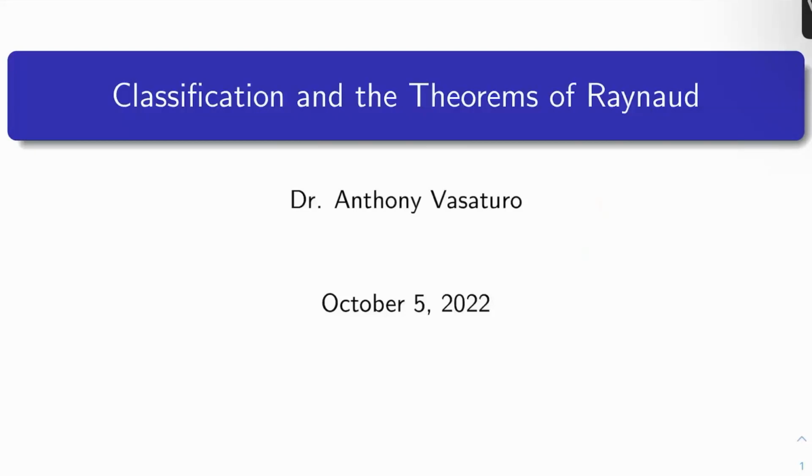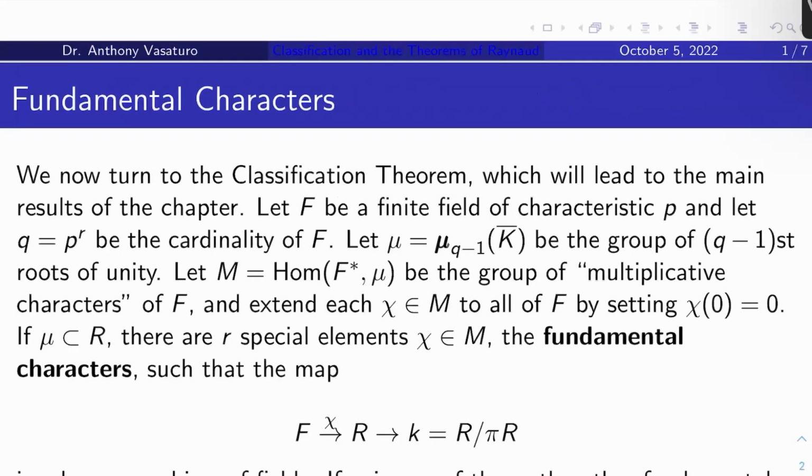Today's video will be the last in the video series on chapter 5 of my notes on finite flat group schemes, and we'll finally be talking about the classification theorem and the two major theorems of Raynaud that we'll need for the proof of Fermat's Last Theorem. Okay, so it's a sad day, but the next chapter is Langlands–Tunnell, so that should be fun.